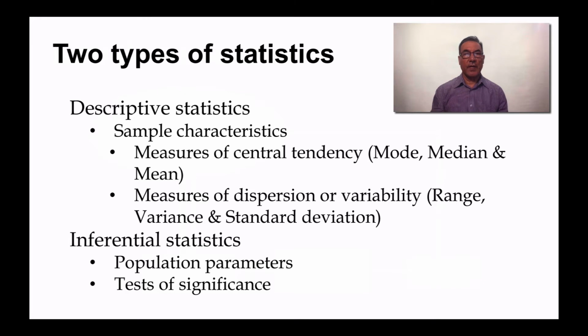Once we have these statistics, which are the descriptive or characteristics of the sample, then we can use them for inferential statistics. What usually is done through inferential statistics is that these sample statistics are used to calculate population parameters because we don't have access to the population. And then through using some tests of significance, we try to make inferences about the target population and making generalizations about the target population.